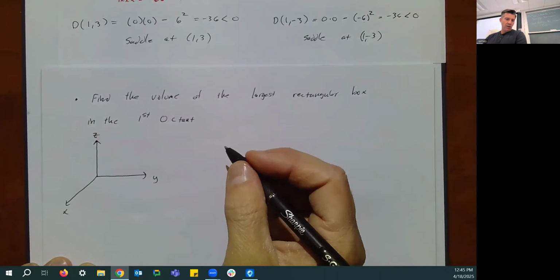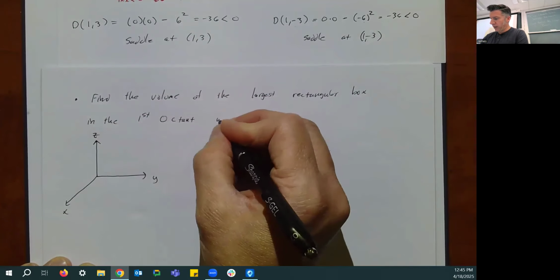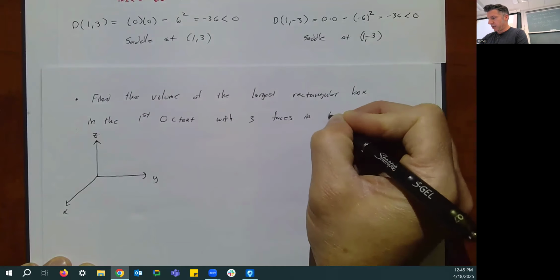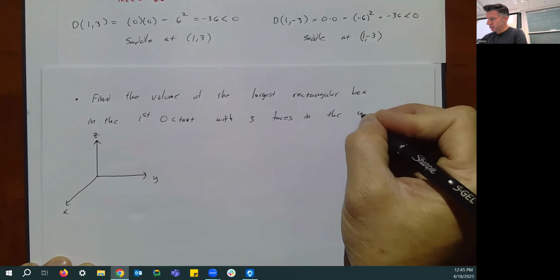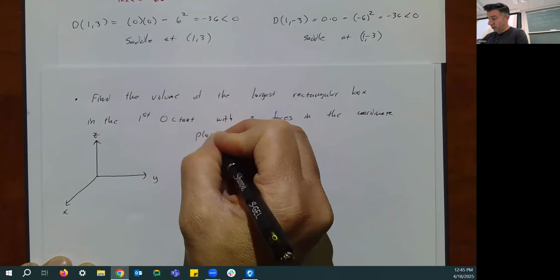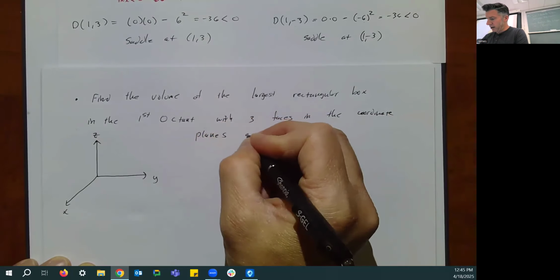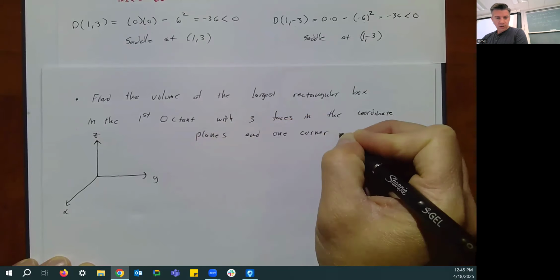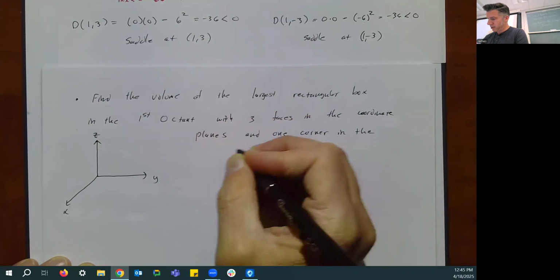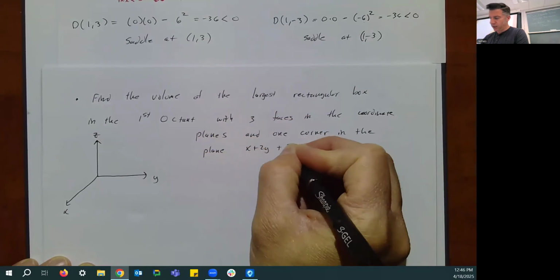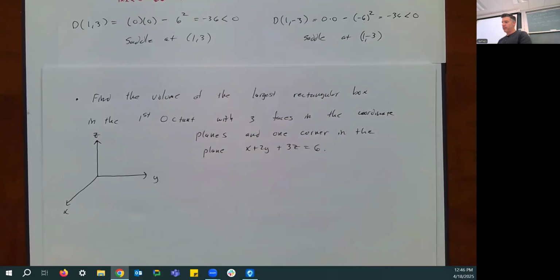And then with three faces in the coordinate planes, half the battle here is understanding what's being written. And one of the corners in the plane x plus 2y plus 3z equal to 6.